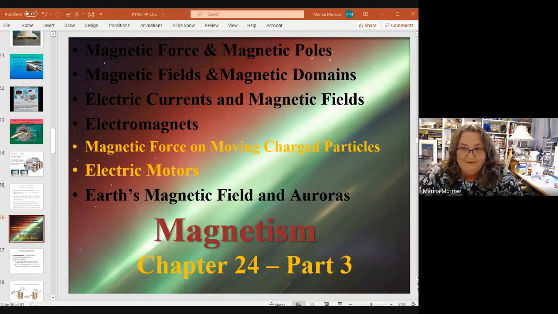Okay, in part 3, what we're going to be looking at is magnetic forces, moving charged particles, and electric motors.